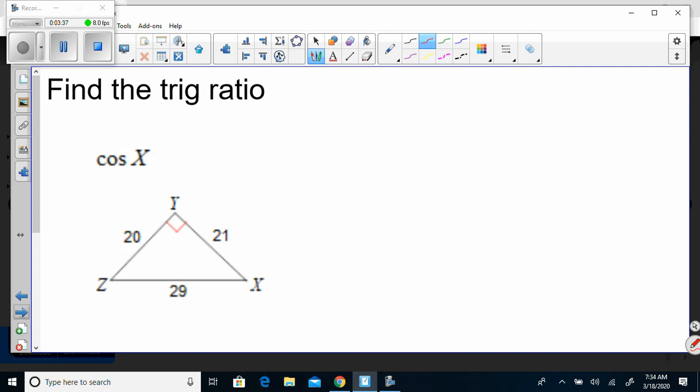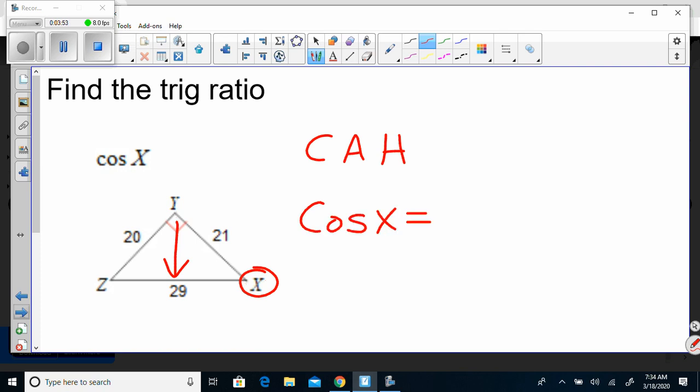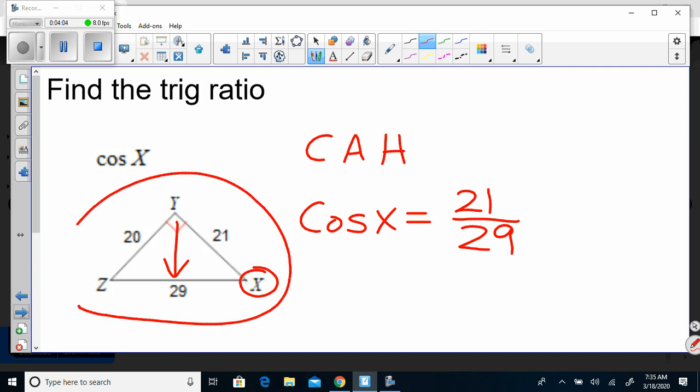Okay, next one, cosine of x. Again, circling, drawing in my arrow. Cosine is CAH. So if I look here, my cosine of x equals, adjacent to x is 21 over my hypotenuse, which is 29. If you look right here at this example, if I hadn't drawn in my hypotenuse, that one would have been a little bit tricky to figure out which one was adjacent to it just because of the shape of my triangle.